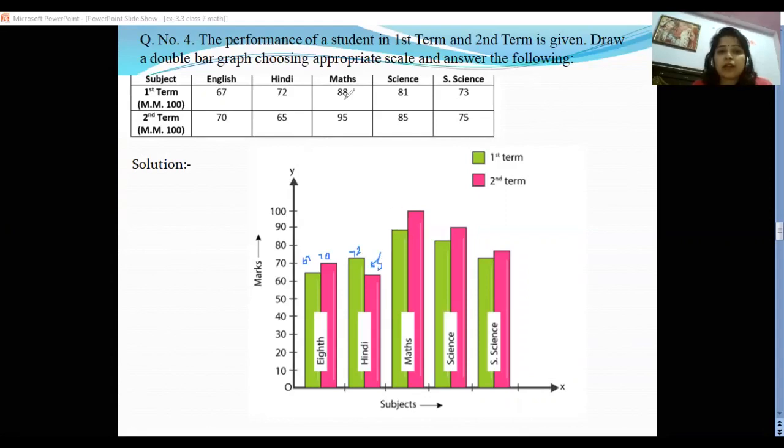Next, that is 88 for the first term. So from 0 to 8, we just need to consider 88 approximately here. So we have to draw this at 88, and then 95. So 90 approximately, it should be in the middle of this, so it must be 95. Next, you can see it's 81. So here 80, the number 1 approximately here, so this must be 81.